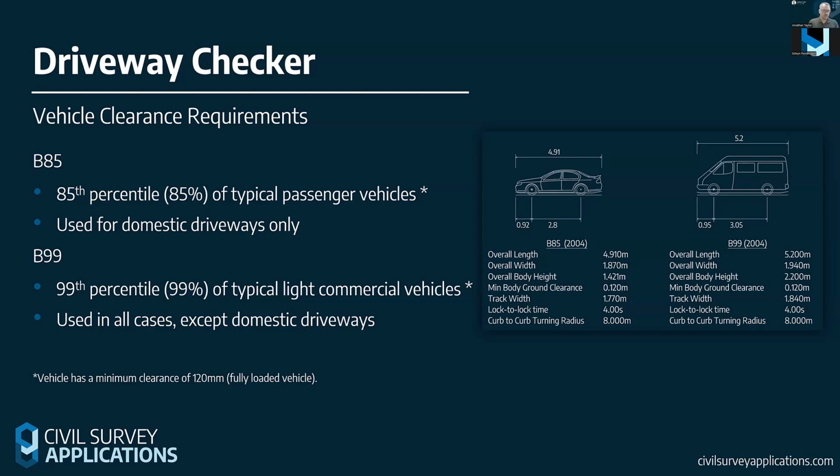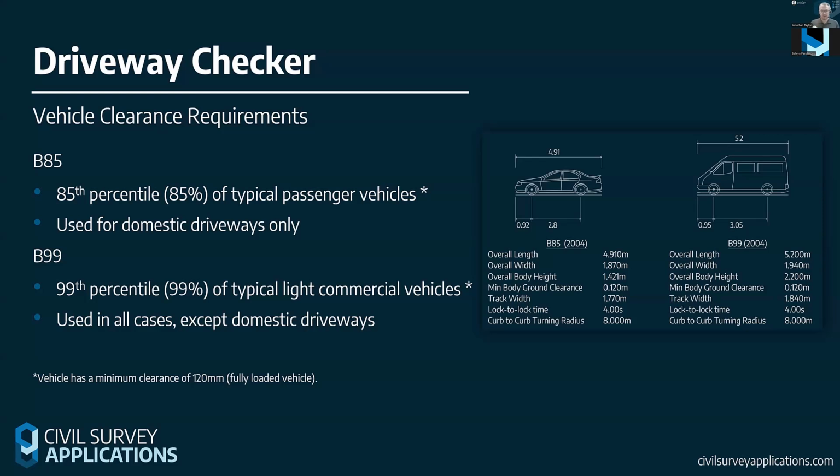Then we have the B99, which again is outlined as a vehicle that can be used for checks, but not for domestic driveways. And this is typical of 99% of typical light commercial vehicles, sorry. And again, for those of you that are probably wondering what that vehicle is, that was based on a Ford Transit. Now, these standards have been in place since 2004.